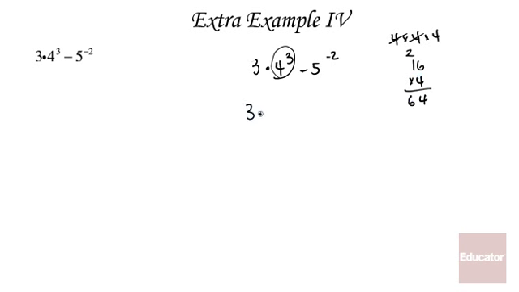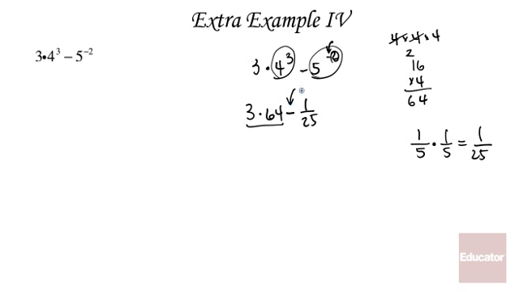So I'm going to have 3 times 64. Bring down my subtraction, and next I'm going to work with this exponent. This tells me it's going to be a division, so 1 over 5. That's what the negative is telling me, to make it 1 over 5. And the second tells me to multiply it twice. So it's going to be 1 over 25. So I've simplified the exponents first. Next, I'm looking at multiplication and subtraction. So of course, order of operations tells me to do the multiplication first.